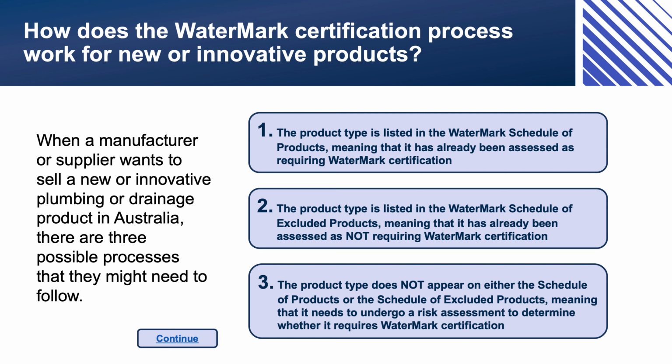The product type is listed in the WaterMark schedule of products, meaning that it has already been assessed as requiring WaterMark certification. The product type is listed in the WaterMark schedule of excluded products, meaning that it is assessed as not requiring WaterMark certification. Or the product type does not appear on either the schedule of products or the schedule of excluded products, meaning that it needs to undergo a risk assessment to determine whether it requires WaterMark certification.